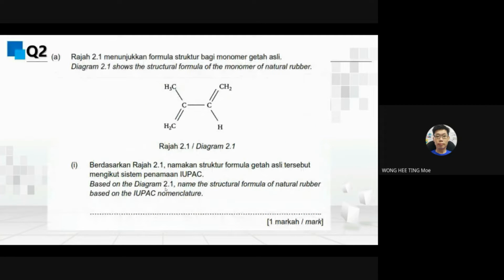Okay, number 2. Name the structural formula of natural rubber based on the IUPAC nomenclature. Okay, so for this one, don't be afraid when you see this. Actually, it is just the naming system. So what is the name for this natural rubber?